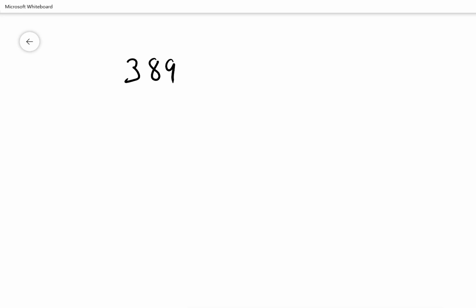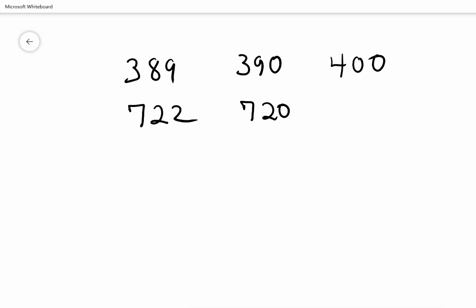389 and you want to round to the nearest 10, that would be 390. If you wanted to round to the nearest 100, that would be 400. Or if we had the number instead 722, to the nearest 10 would be 720, to the nearest 100 would be 700. Sometimes when numbers get a little bigger or when we're working with decimals, people have a few more issues, I think. So I want to show you just a sort of a random large number.